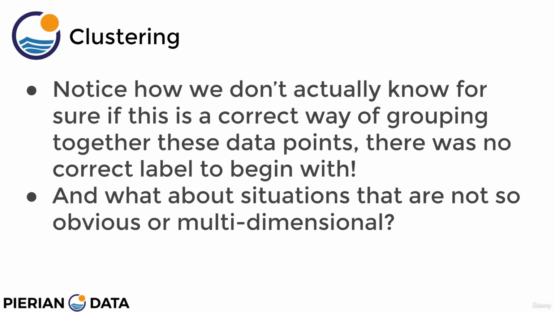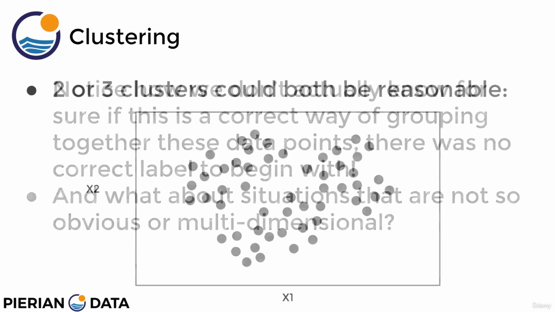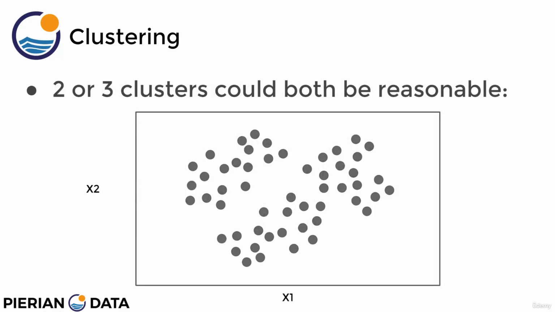And what about situations that are not so obvious, or multidimensional? Here we are dealing with two features, so I can easily plot them. But we know that real datasets are going to have way more than two features, so I can't just visually plot them out when I'm dealing with 4, 5, 7, 25 features. For example, take a look at this data. This is still quite simple, and it's just two features, so I could just plot it out. But now, it's much harder to tell what a reasonable number of clusters is.